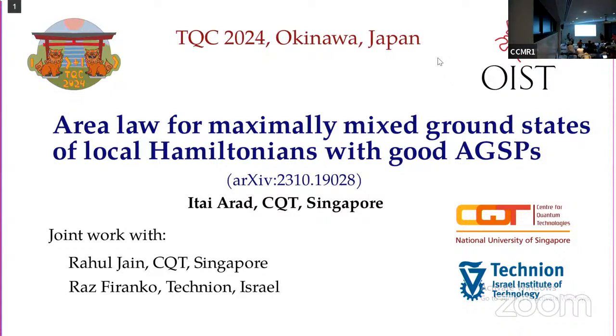Okay, so let's move on to the last talk of the session. We have Itai Arad talking about area law for maximally mixed ground states of local Hamiltonians. Okay, thank you. This is joint work with Raoul Jain from CQT in Singapore and Ras Viranko from the Technion in Israel. I'm going to talk about area laws for maximally mixed states in ground spaces of gapped Hamiltonians. Since we don't have much time, let me go straight to it.